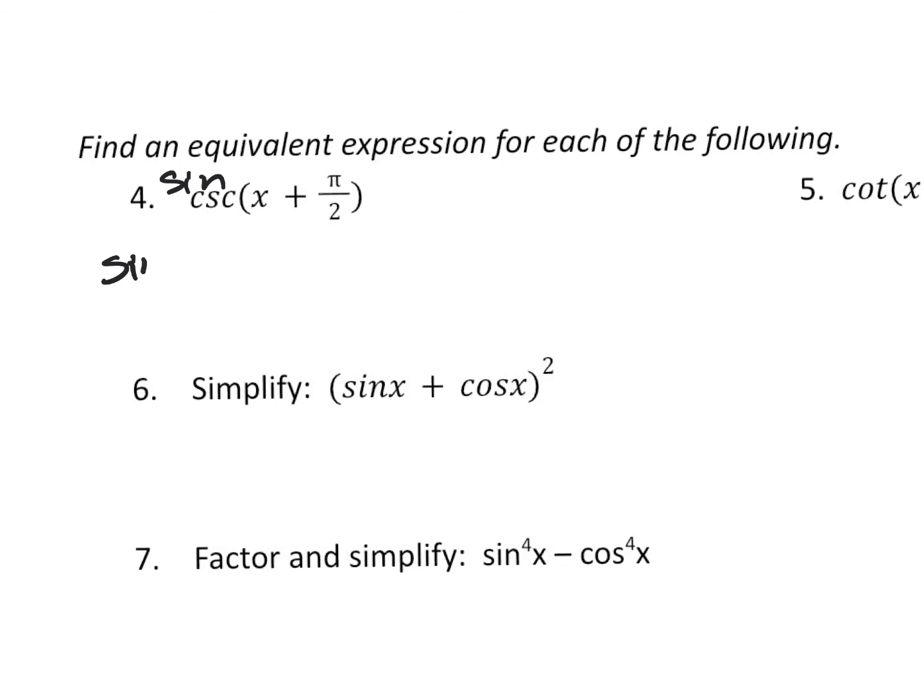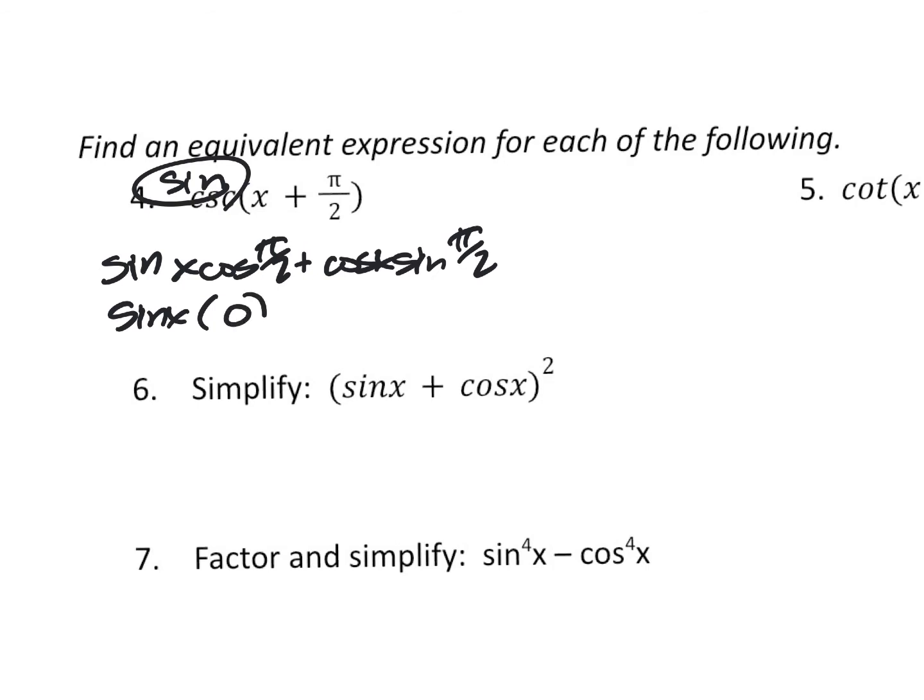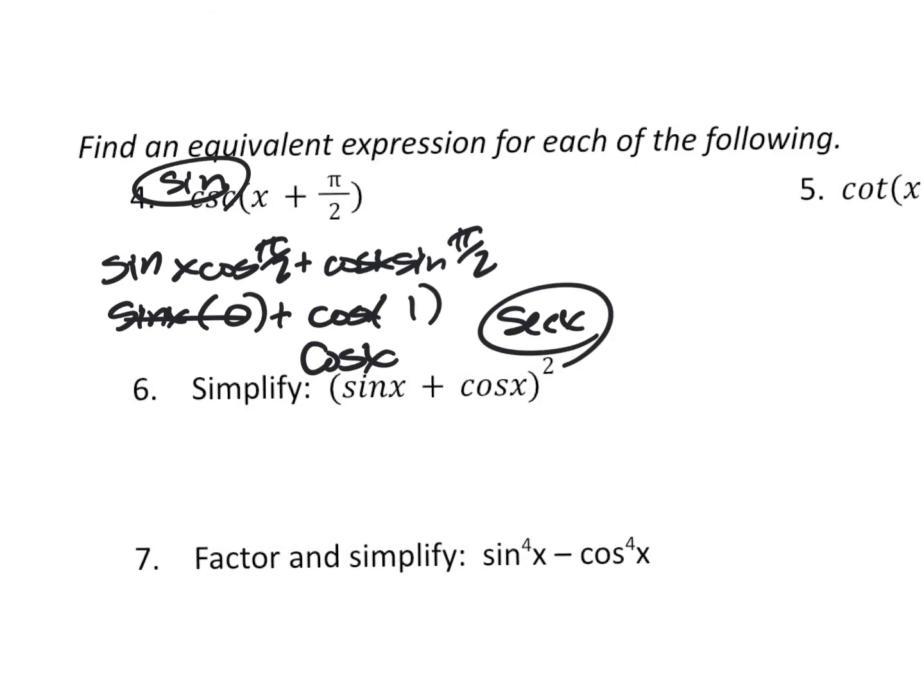So if I follow that, I'm going to have sine x times cosine pi over 2 plus cosine x times sine pi over 2. Remember, at the end of this process, I'm going to flip my answer. So I get sine x times cosine of pi over 2, which is 0, plus cosine x times sine pi over 2, which is 1. 0 times sine x is gone. That's just cosine x. But I have to take the reciprocal of cosine x, which is secant x. So that's the answer to 4.